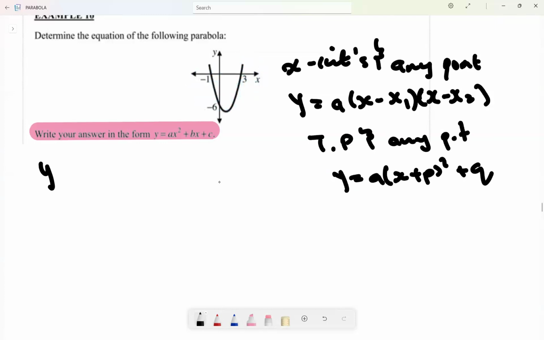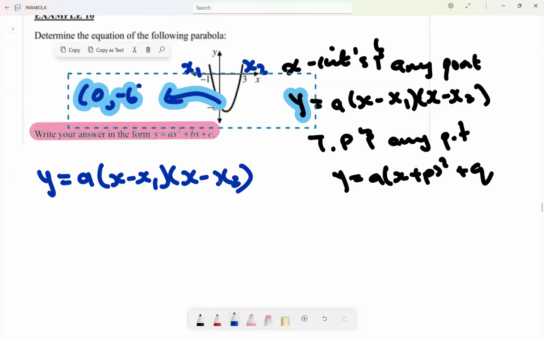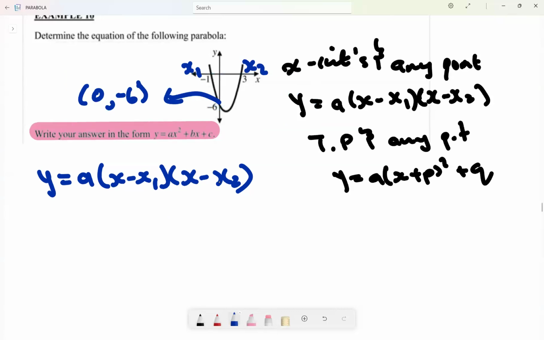So I'm going to say y is equal to a into (x minus x1), there is no squared here, (x minus x2). Let's substitute x1 and x2. Let's say this is x1, let's say this is x2. And then this is just any point that has a coordinate of (0, -6). When x is 0, y is -6. This is just the x and y. Okay? Then y is equal to a.